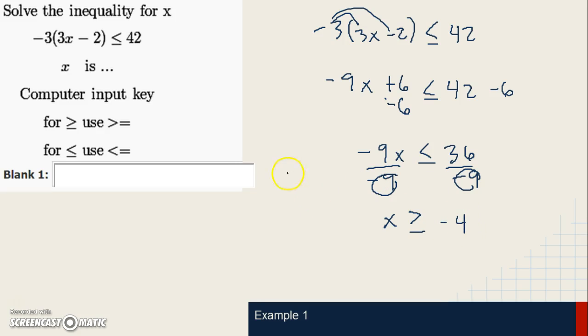Now I'm going to come over here to my answer blank, and since x is already included, all I have to type in is x is greater than or equal to negative 4, and I'm good to go.